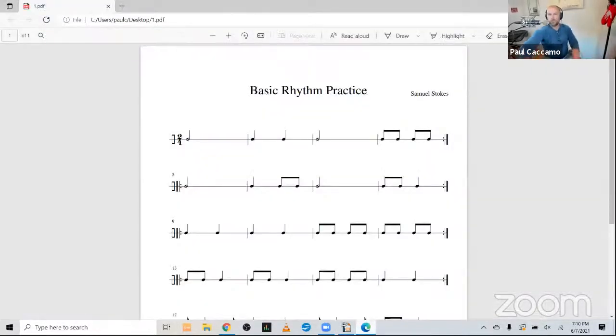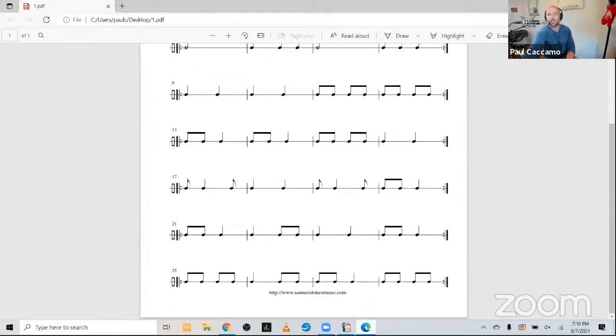Okay, can you all see this basic rhythmic practice from Samuel Stokes at samuelstokes.com? You can find this yourself. I want to certainly attribute this to whoever got it. Let's try reading this. We're not going to take any of the repeats, and we're going to go all the way down to the bottom. Notice at bar 17, we have some syncopation. Things get a little bit tricky down there.